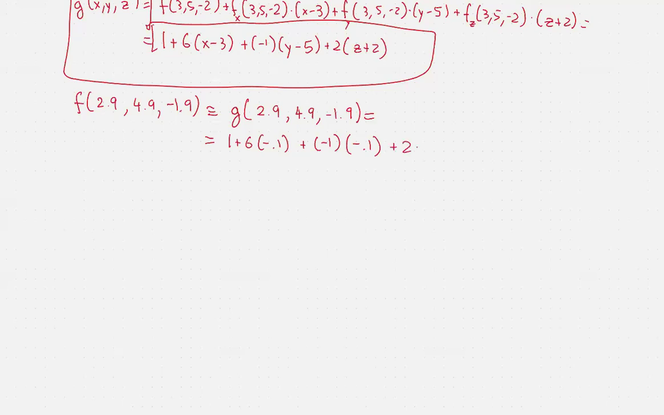Okay, so how much do we get here? We get 1 minus 6 times 0.1. Minus times minus gives us a plus, so that's plus 0.1. And finally plus 2 times 0.1. So how many 0.1s do we have? We have -6 plus 1 plus 2, that's -3. So 1 minus 3 times 0.1, which is 0.7. And that's our final answer.